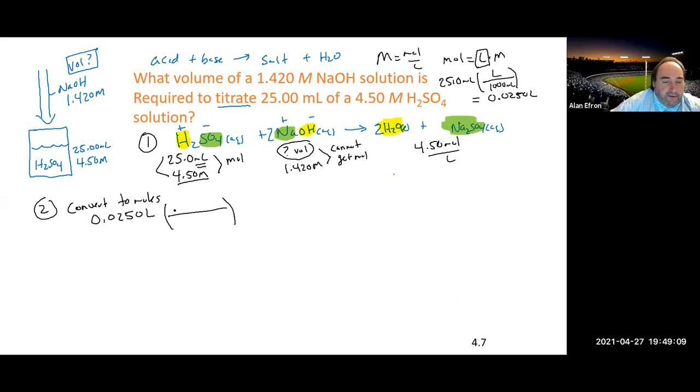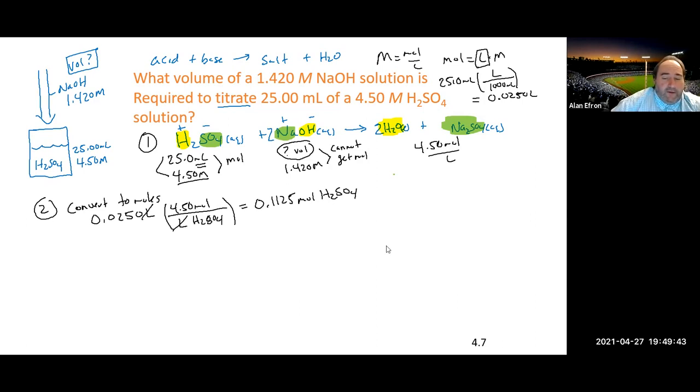So using the molarity of my sulfuric acid, 4.5 moles per liter, liters will cancel. And at this point, we have 0.050 times 4.5 gives us 0.1125 moles of sulfuric acid. Any questions on that so far?